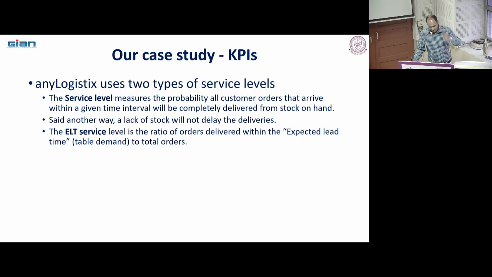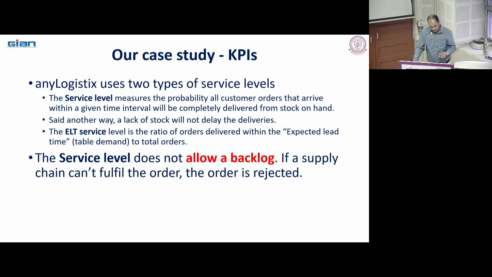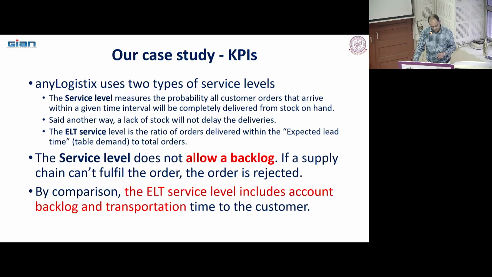So when that distribution center receives the order from the customers, in the normal service level, if stock is sufficient, then only it will take the order and satisfy it. If stock is not there, it will reject. But in the ELT service level, it will always take the order and it doesn't consider whether the stock is available or not. Why? Because back ordering is allowed in the ELT service level. The normal service level does not allow the backlog. If a supply chain can't fulfill the order, it is simply rejected. But the ELT service level includes the order backlog and transportation time to the customer. So that's the difference between your service level and ELT service level.